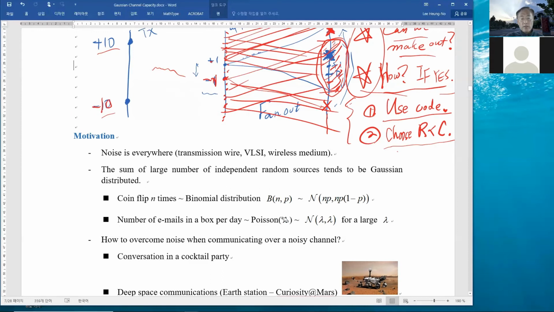But this Poisson distribution, when you have a large n, large lambda, also converges to a Gaussian distribution. Why? Because the people who are sending you the email are acting independently of each other. So in such a case, this happens. With independent random sources acting together in a large number, you tend to have a Gaussian distribution. So the Gaussian distribution is very popular.